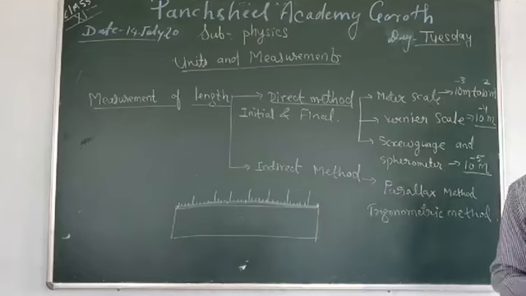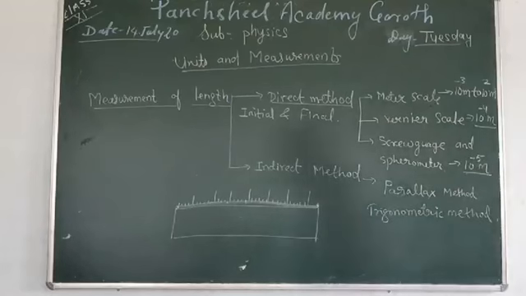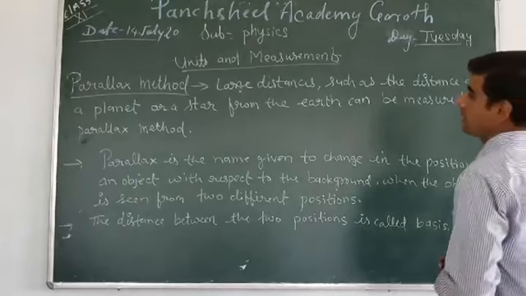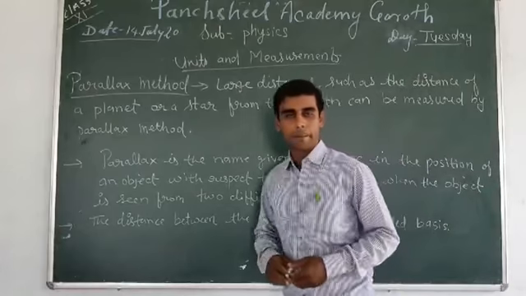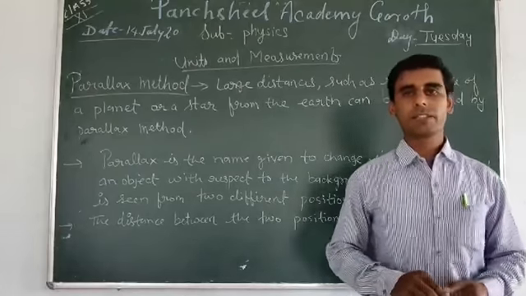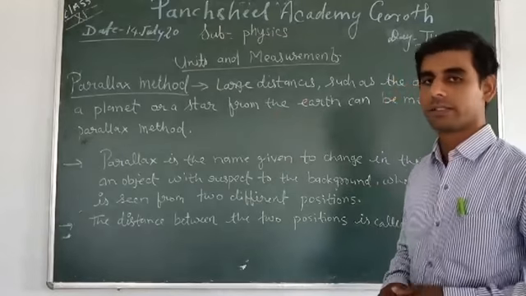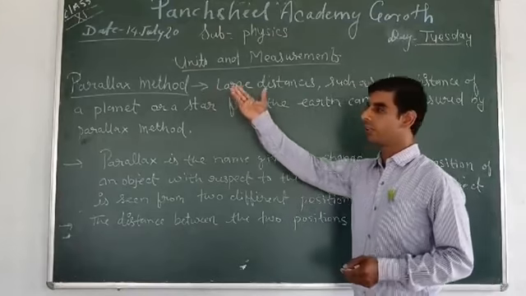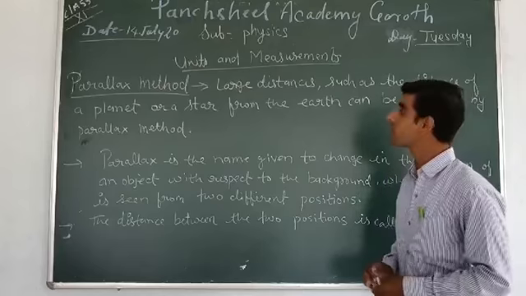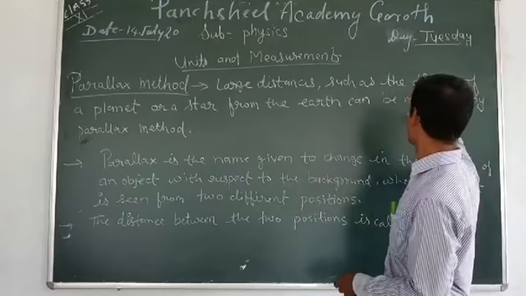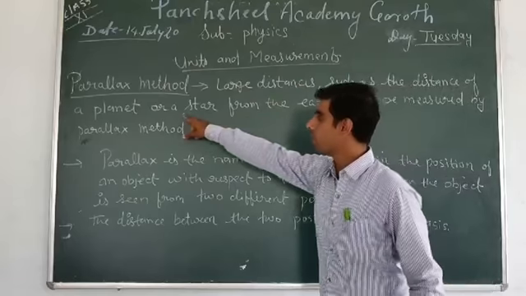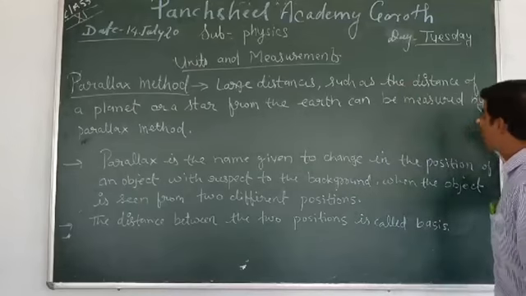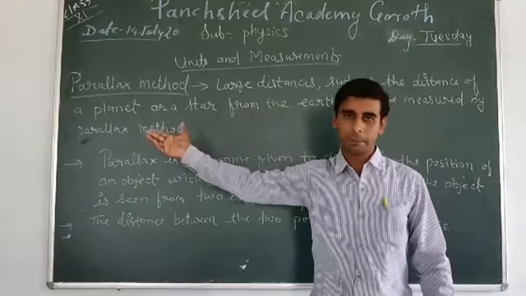One by one we will study. So the first indirect method for the measurement of length is the parallax method. The first thing is that the parallax method is used to measure large distances, such as a planet or a star from the earth.